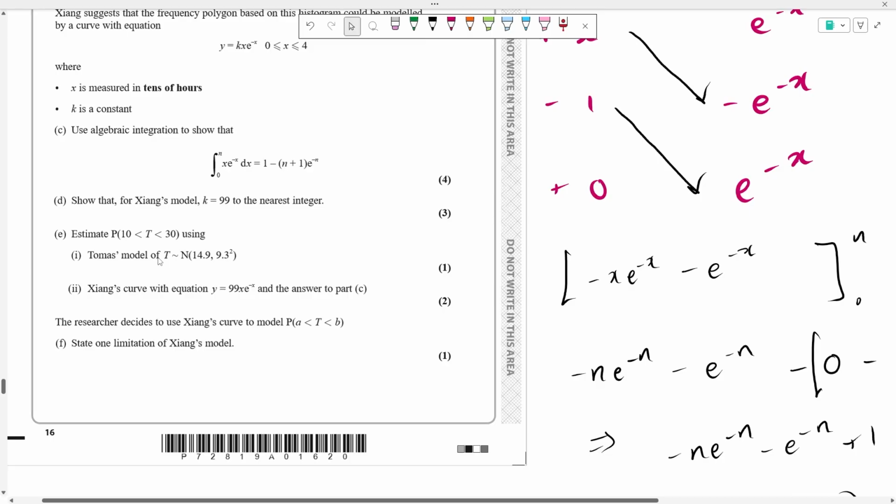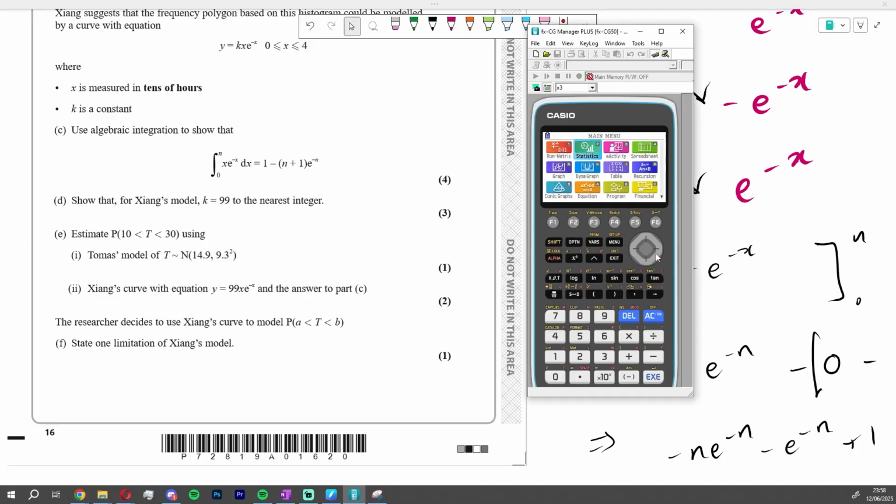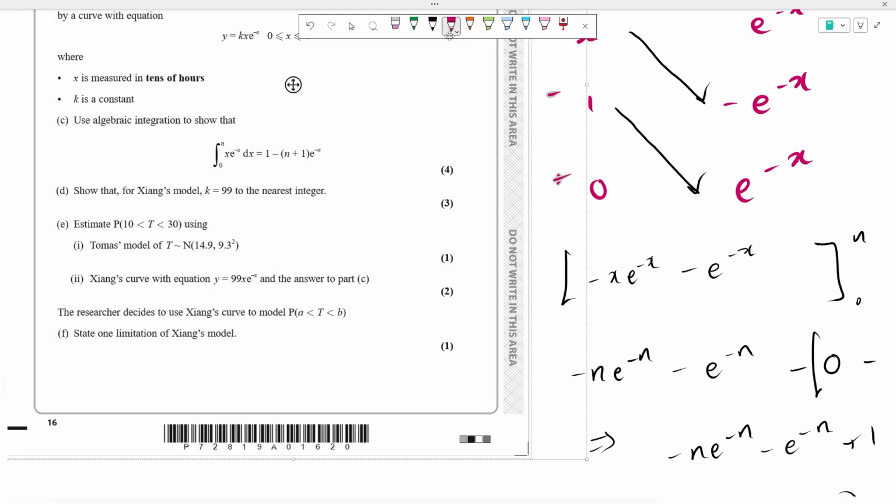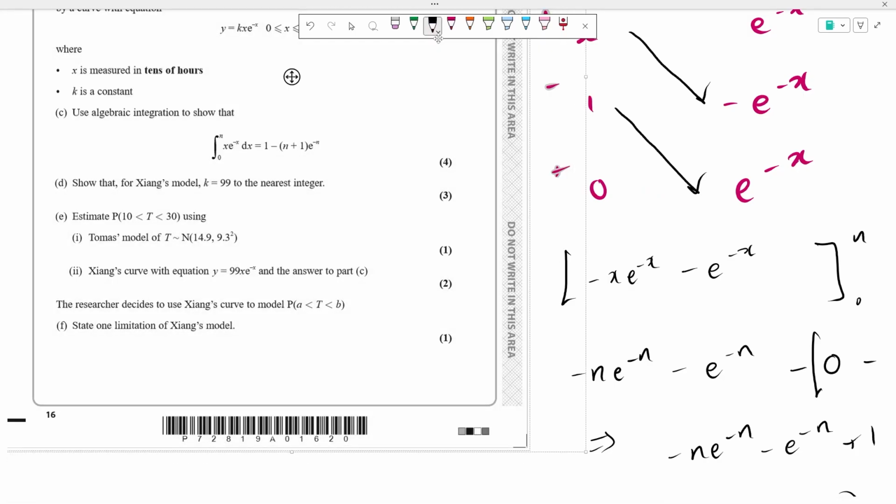Perfect. Part E. Estimate the probability that 10 is less than t less than 30 using this. This is just going straight into our calculator. We're going to go into our normal distribution, Normal CD, and we're going to do 10, 30, and then sub in the numbers. Our standard deviation is 9.3, our mean is 14.9, and the answer we get is 0.6486.